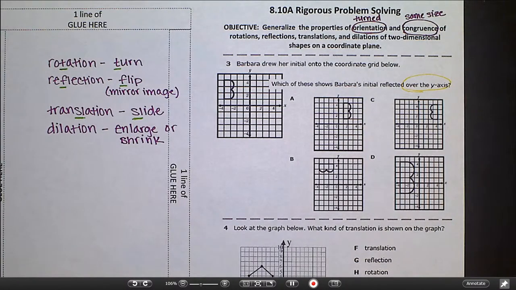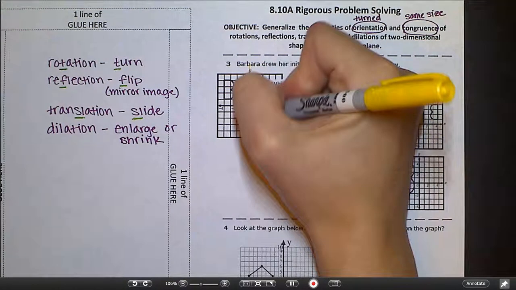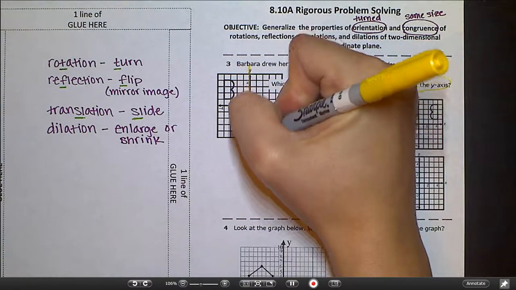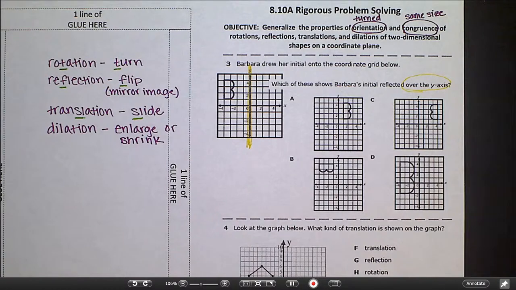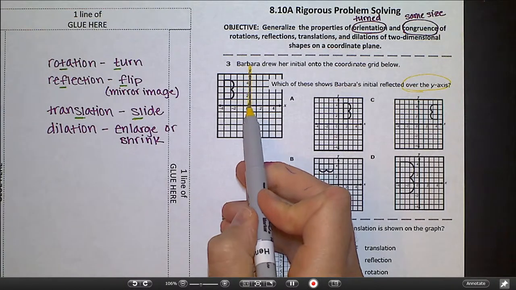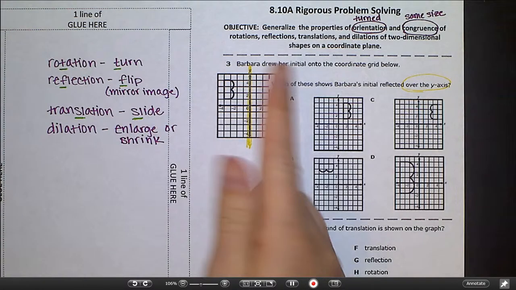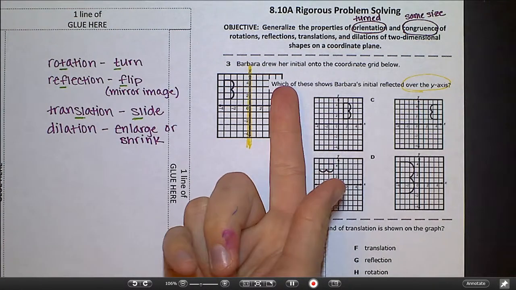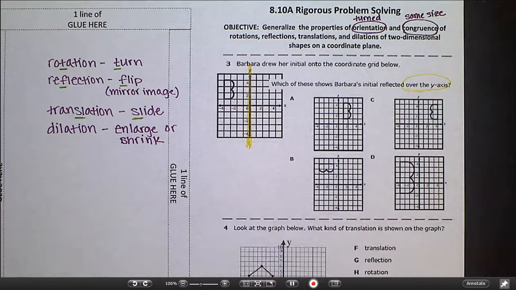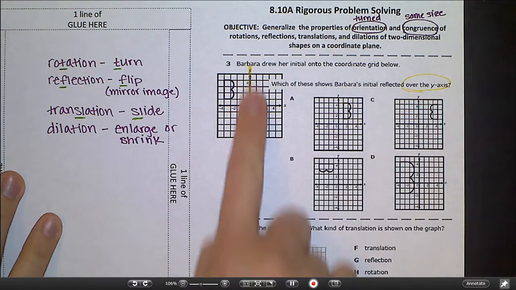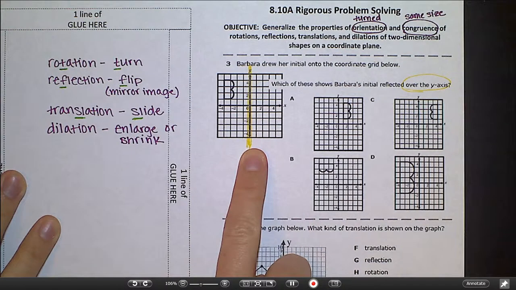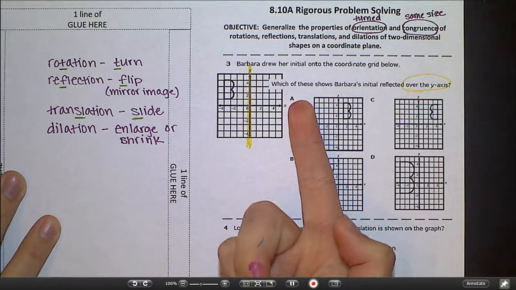So we need to know what the y-axis is. The y-axis is right here. Okay, so I'm going to make this as dark as I can here. And you should be doing this on your paper too, drawing a line through the y-axis. This would be our mirror, which means that if it's reflecting over the y-axis, it's going to end up flipping from here all the way over to here. So I often think of a reflection as crossing the street. So if this is your street, then you're going to end up equally on the other side of the street.